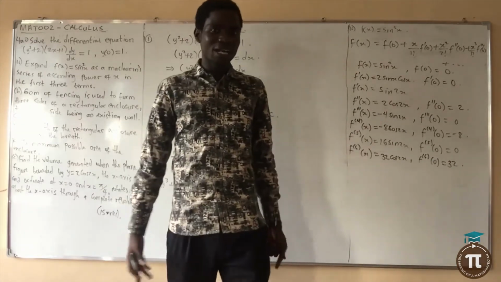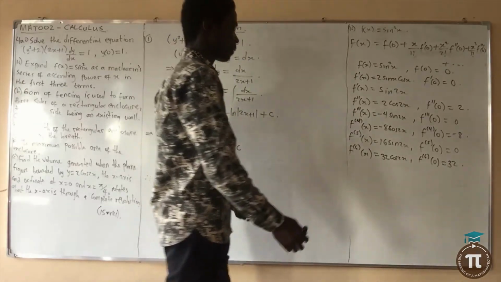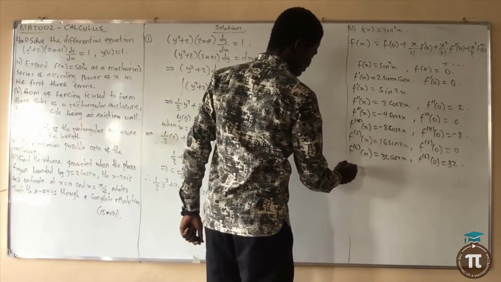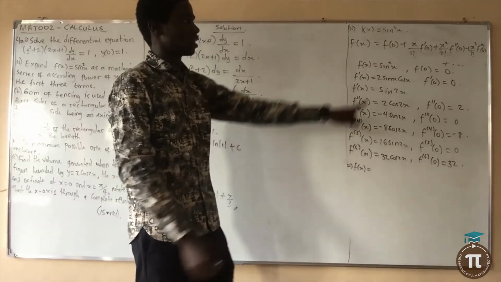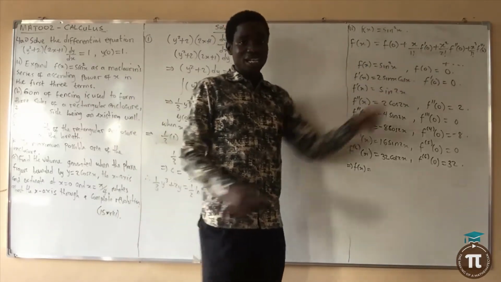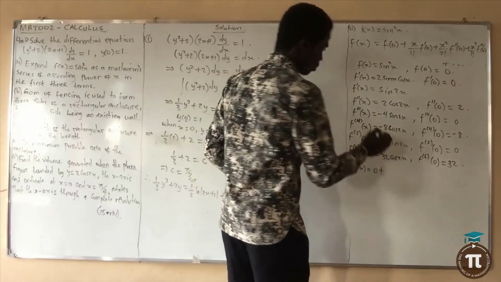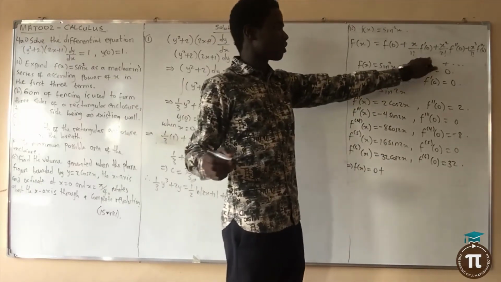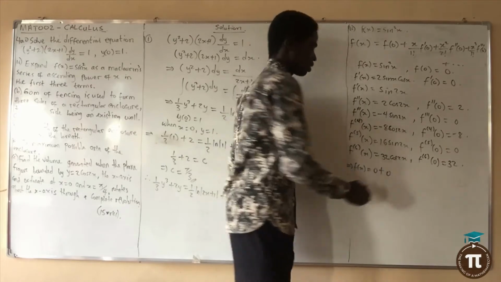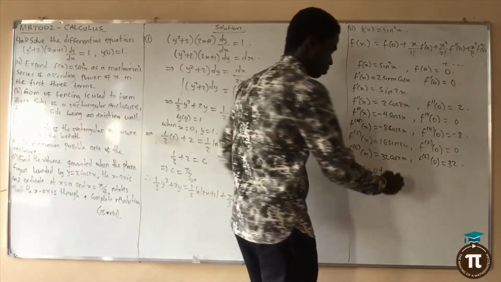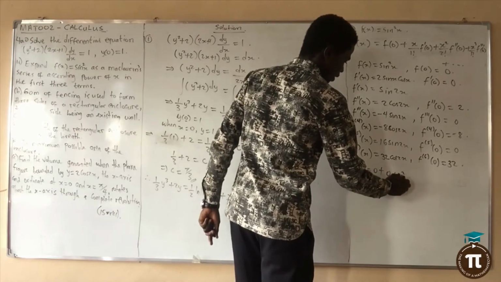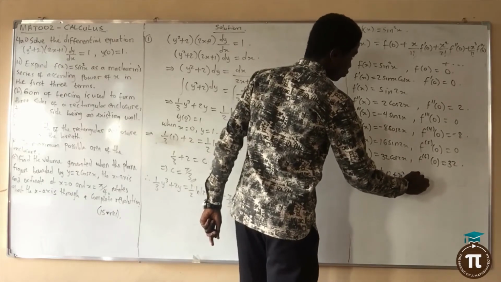So what do I have now? This is what I'm going to have. F of x, that is sine squared x. I want to write the Maclaurin series. You see, it's f of 0. F of 0 is actually 0. Plus f prime of 0 is 0 as well. So it's 0 plus 0. Now f double prime of 0 is 2. So I have x squared over 2 factorial multiplied by 2.